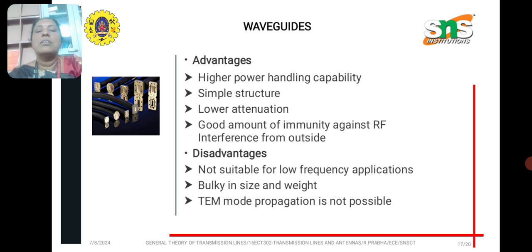Advantages of waveguides are higher power handling capability, simple structure, lower attenuation, and good immunity against RF interference from outside. The disadvantages are: not suitable for low frequency applications, bulky in size and weight, and TEM mode of propagation is not possible.